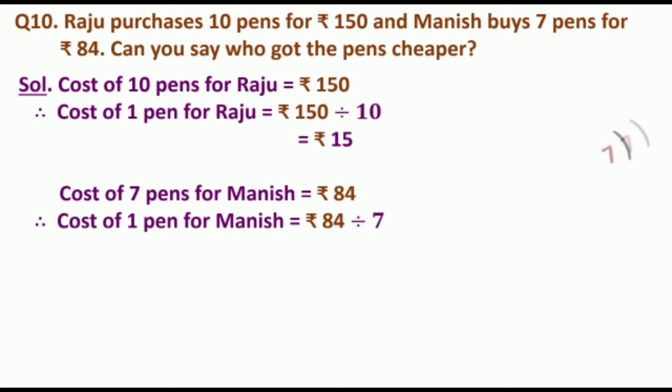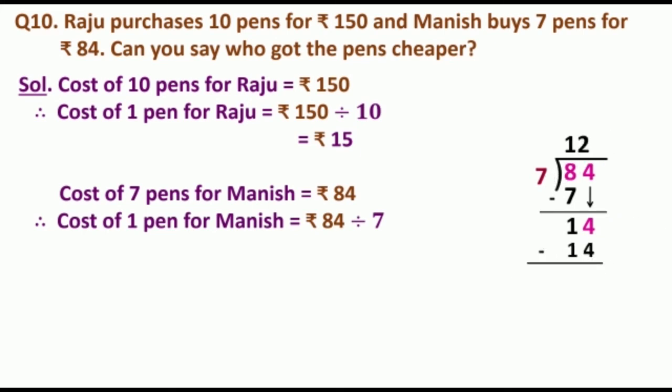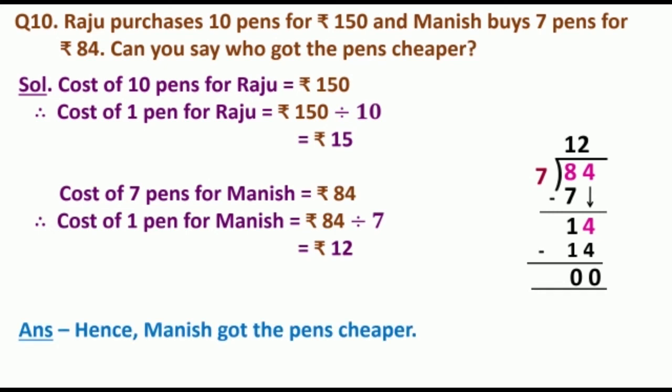So let's see how to divide this, children. Okay, so 7 ones are 7 we will do. Now we have to subtract this 7 from 8. We are getting here 1. Okay, now bring this 4 down. It will become 14. Now 7 twos are 14. Okay, now you have to subtract this 14 from 14. You will get 0. So the quotient is 12. Here we are getting 12. Okay, so cost of 1 pen for Manish will be 12 rupees.